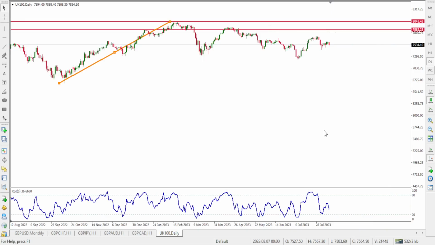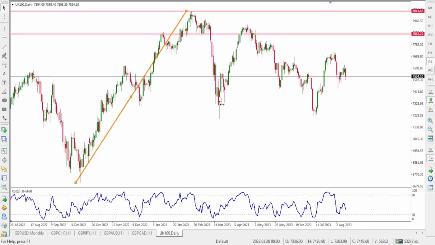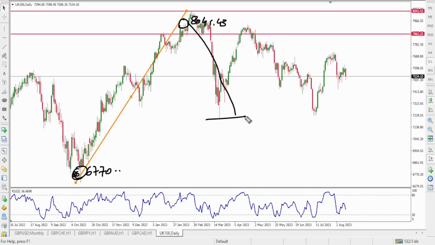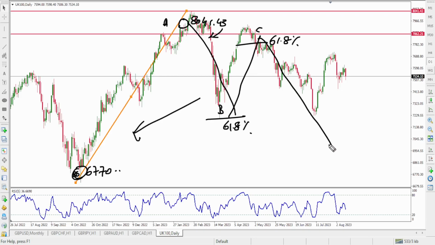And on the daily time frame, if you can see we have a very nice trend running all the way from right here. Let me activate my pen tool, and right here the trend started from 67.70, somewhere closer to this zone, all the way towards 8041.43, and after that we have got a 61.8% retracement of this impulsive wave. After that we have got another 61.8% retracement of this impulsive wave. So currently this B, C and C to D is present in the market.